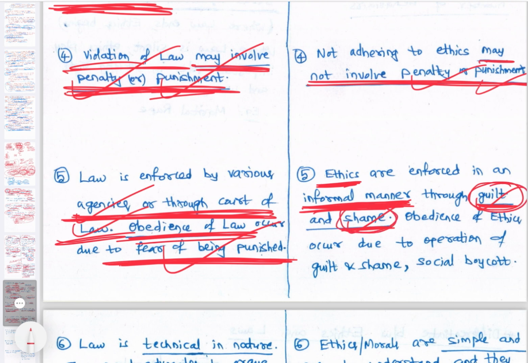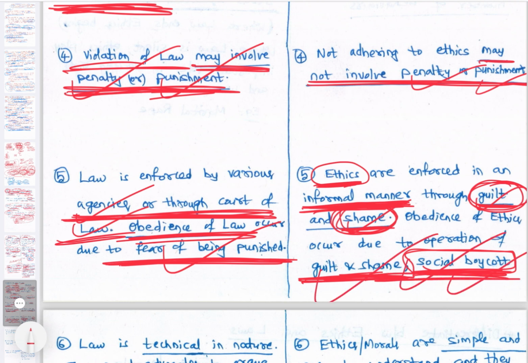And obedience of ethics occurs due to operation of guilt and shame, social boycott. Social boycott करेंगे कि भाई घर वाले तुमसे बात करना नहीं करेंगे. And if you do intercaste marriage, so that's what ethics play. So social boycott होगा. So that's why you won't involve in intercaste marriage, right? So that is ethics. So ethics use guilt and shame, ठीक है, guilt and shame, social boycott, etc. So that is the thing.